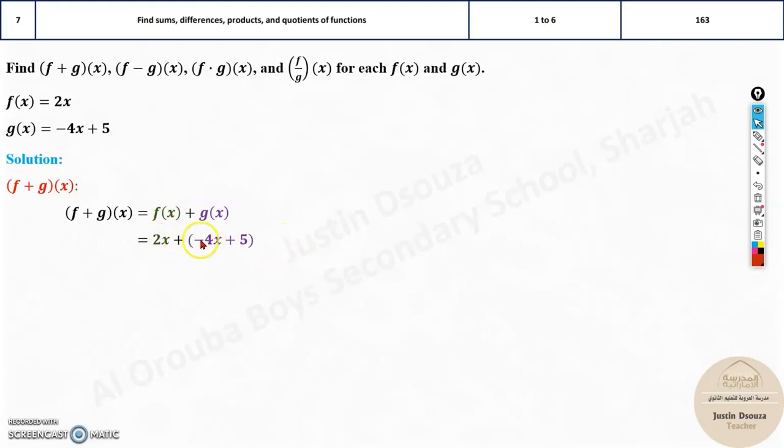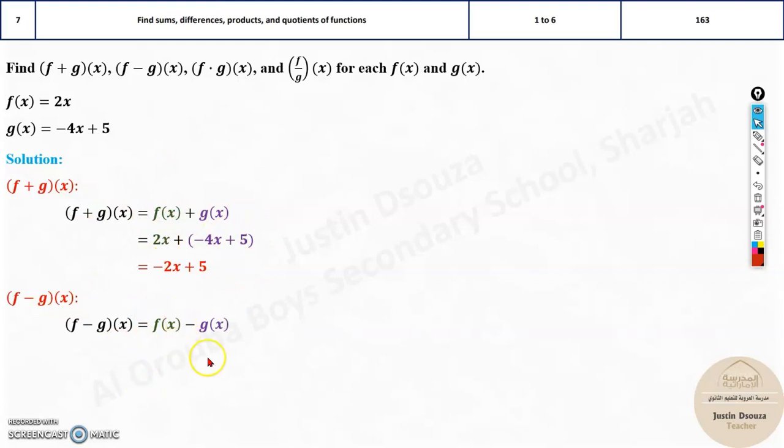Now next thing would be just add them up. 2x minus 4x is minus 2x, then plus 5. All you need to do is, this is it, that's the answer, nothing else. All you need to do is adding them up. Now subtracting is again simpler.